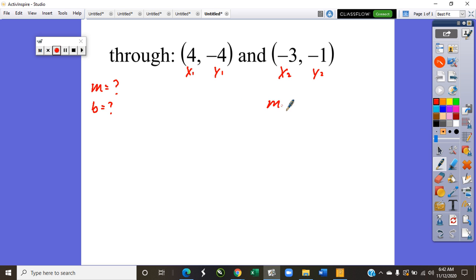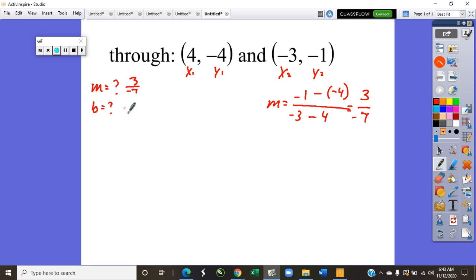Find our slope first. So m equals y2, which is -1, minus y1, which is -4, over -3 minus 4. Well, -1 minus -4 is the same as -1 plus 4. What's -1 plus 4? 3. And then -3 minus 4 is the same as -3 plus -4, and that gives me -7. So my slope is 3 over -7. It doesn't matter; you can make the negative the top one. It's not going to make any difference.